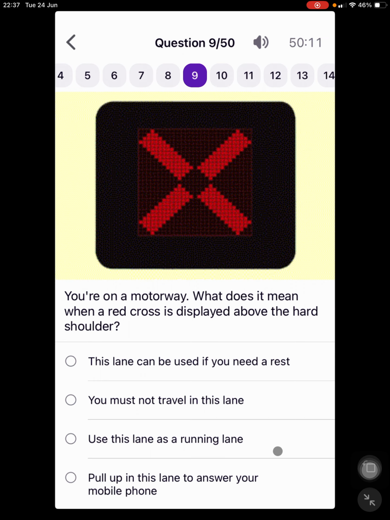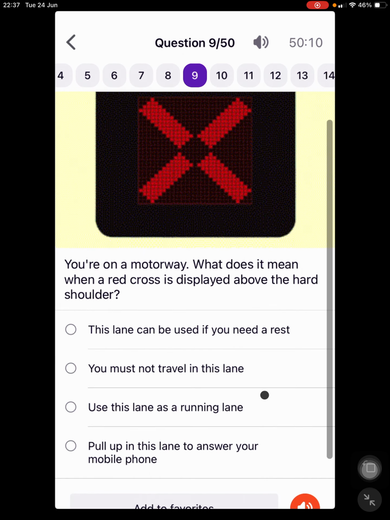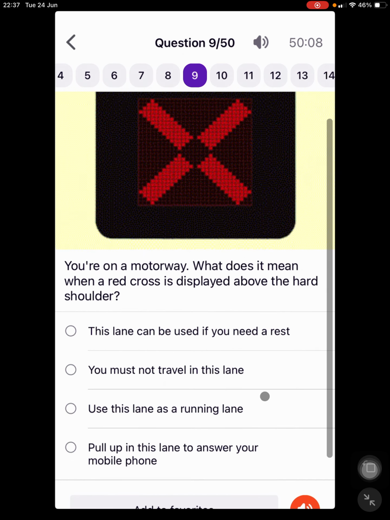You're on a motorway. What does it mean when a red cross is displayed above the hard shoulder? This lane can be used if you need a rest. You must not travel in this lane. Use this lane as a running lane. Pull up in this lane to answer your mobile phone.